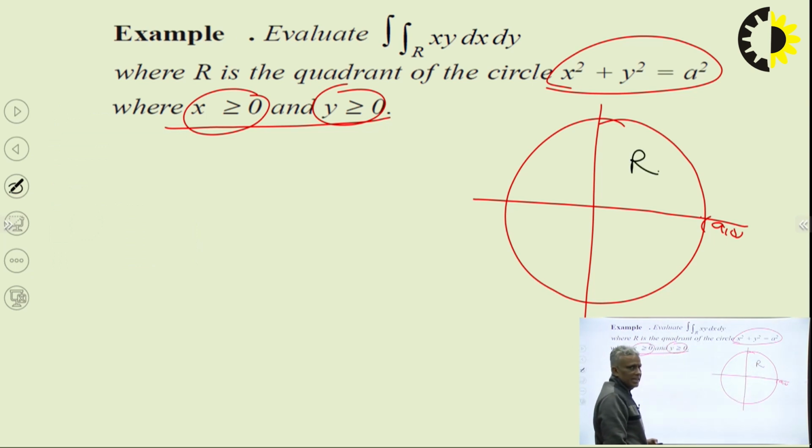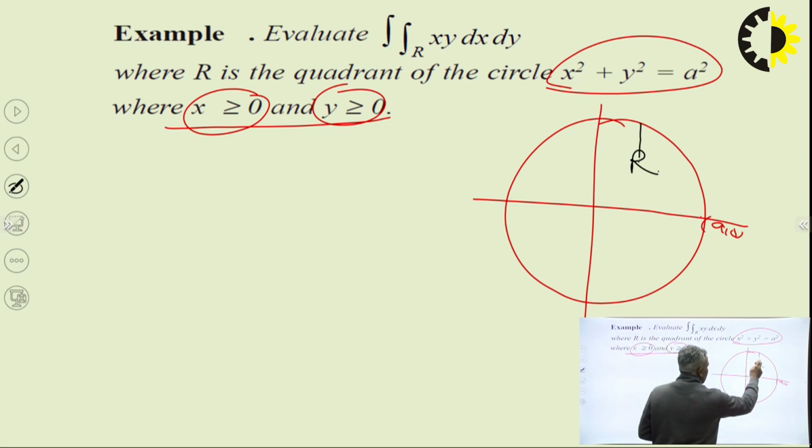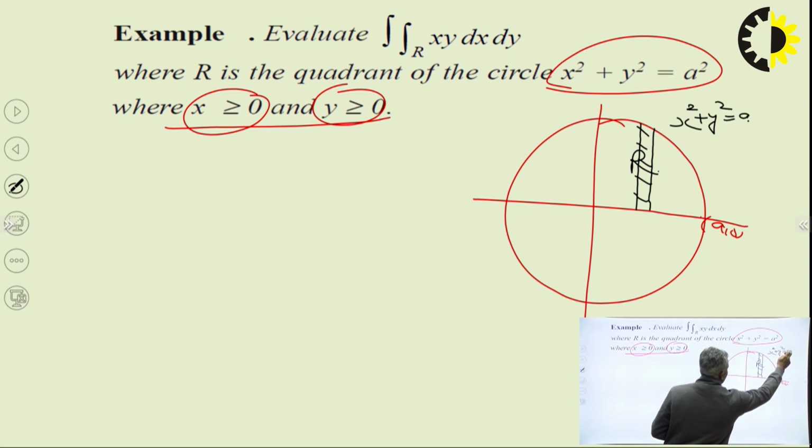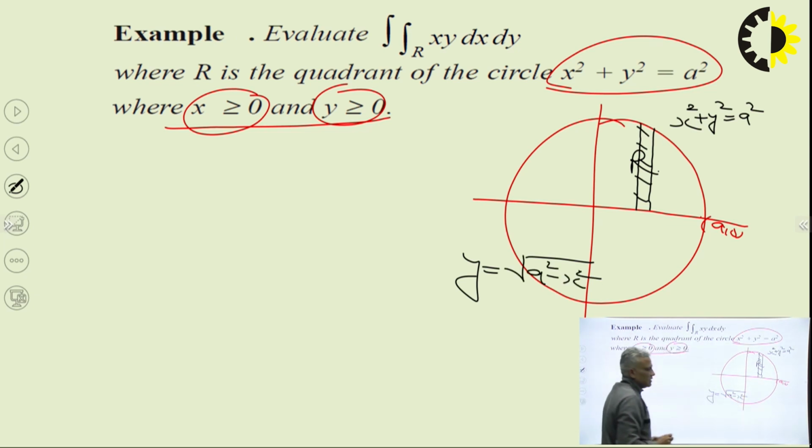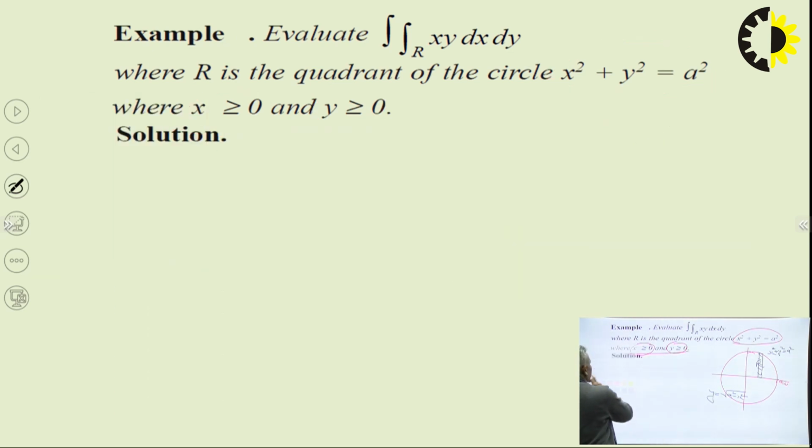So first of all, we take the strip in this region parallel to the y-axis. That means first we take the limit of y here, and y will be in terms of the variable x, from x square plus y square is equal to a square, right? And what will be the limit here? y is equal to under root a square minus x square, and this is the upper limit of this strip. That means the lower limit of the integral is 0, right? And the upper limit is under root a square minus x square. In this way, we can solve the problem and take the solution.